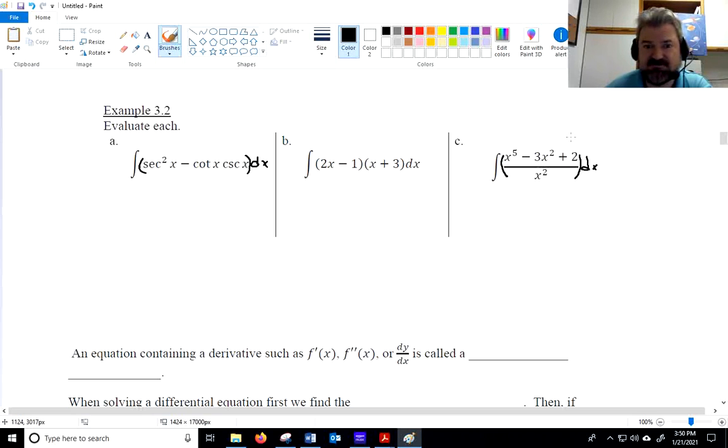I get lazy sometimes. That's bad. I shouldn't do that. All right, let's integrate this one. Secant squared x, the integral of secant squared x. Well, what has a derivative of secant squared? Well, that's tangent. So this becomes tangent of x.